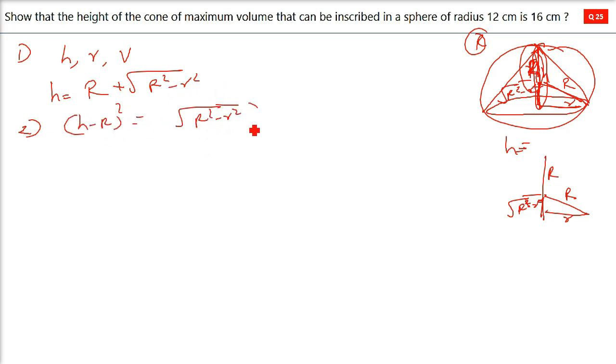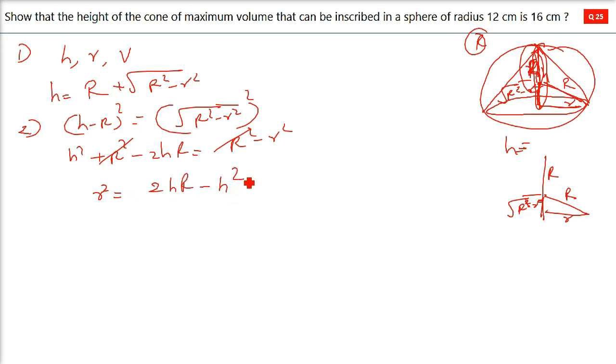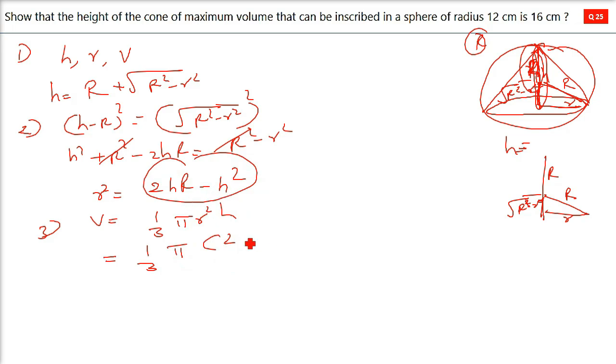You can just square both sides. So you will get h square plus R square minus 2hR, equal to R square minus r square. You can cancel the capital R square here. So there will be a relationship between h, small r and capital R. So r square will be equal to 2Rh minus h square. The third is the volume, which is 1 by 3 pi r square h. 1 by 3 pi r square h, we will replace r square by 2hR minus h square. r square we can directly replace here.